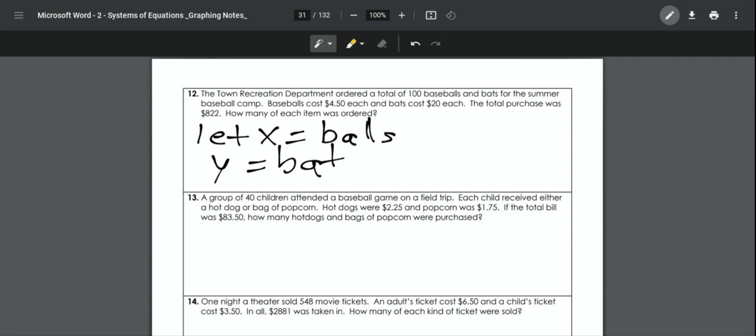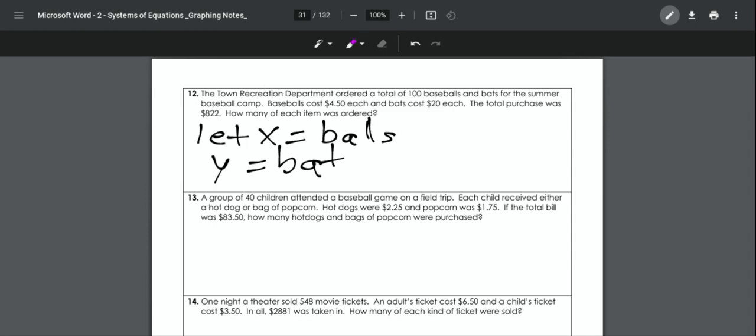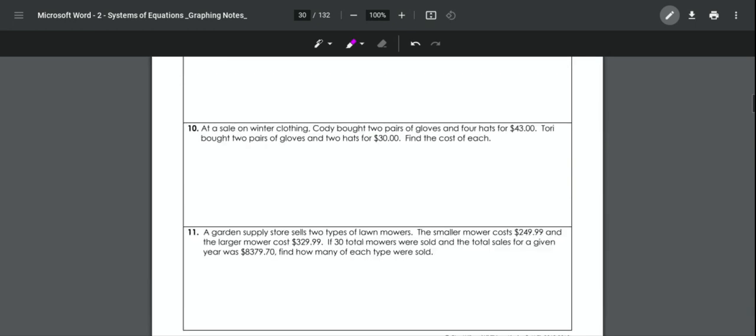Okay, so that's two pieces of information. It's not necessarily like a total amount, though. It's how much each item costs. The total purchase was $822. How many of each item was ordered? So again, you have three dollar signs in these types of questions. So I see $20 is one, $4.50 is one, $822 is another one.